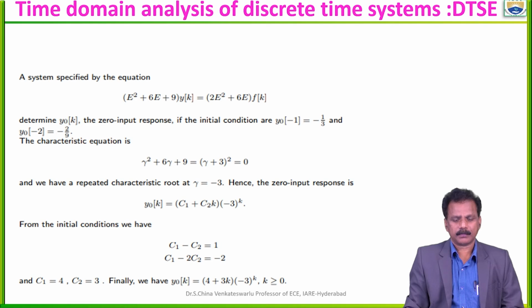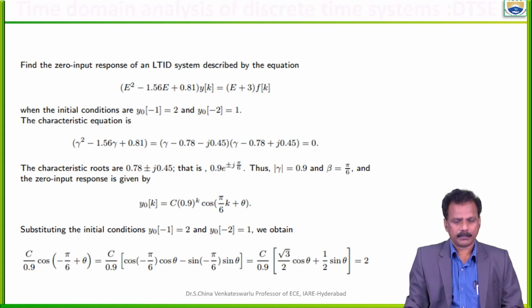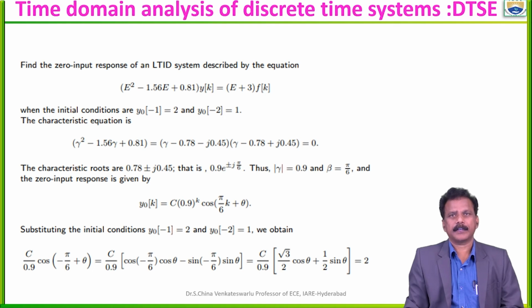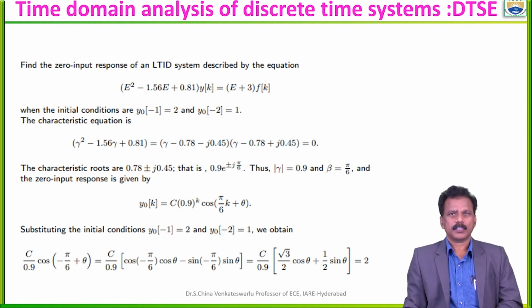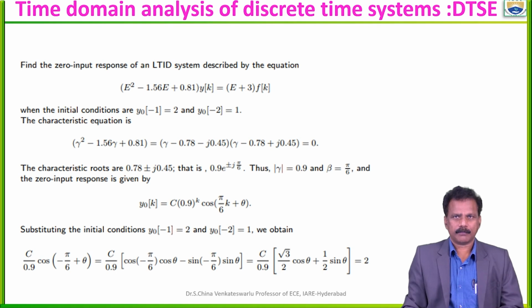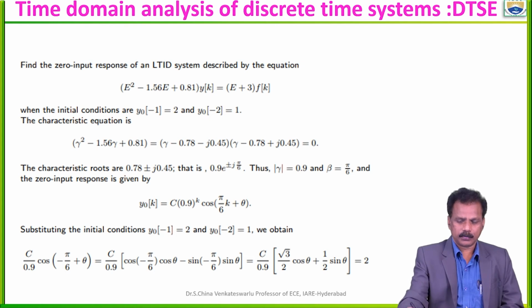The zero input response is like this. After that, find this LTI-TD system described by the equation, where the initial conditions are y naught of minus 1 equal to 2 and y naught of minus 2 equal to 1. We have to consider these two conditions.